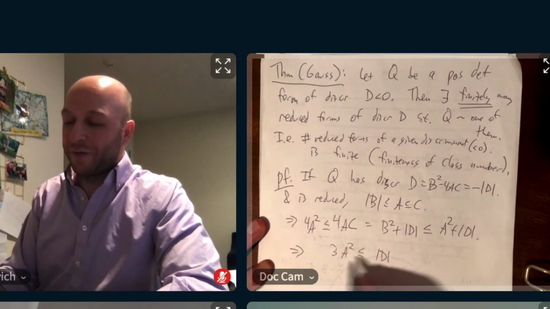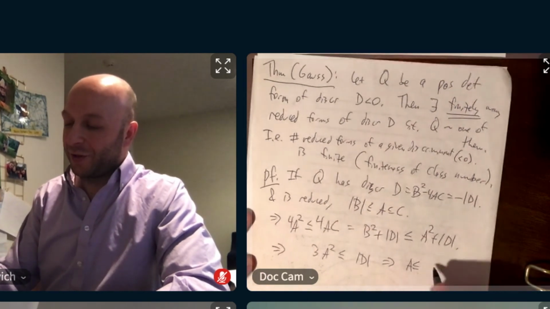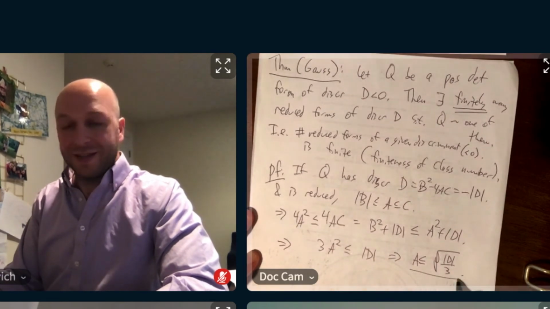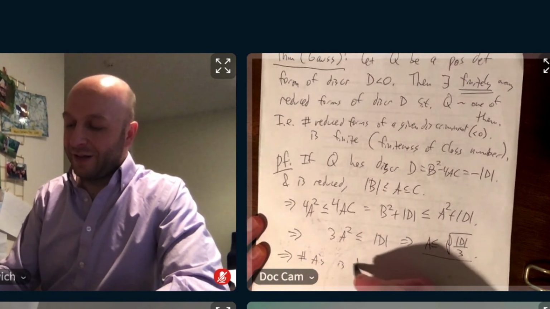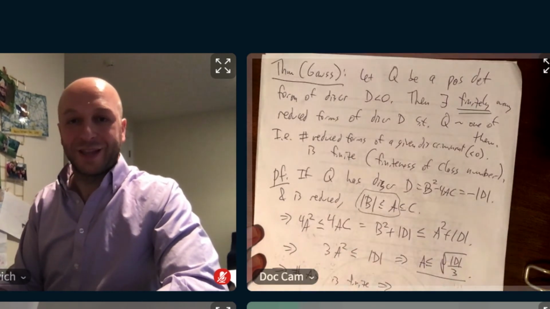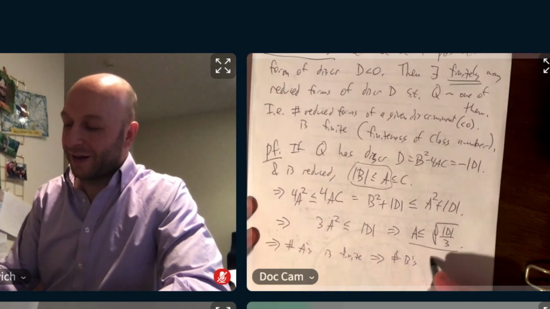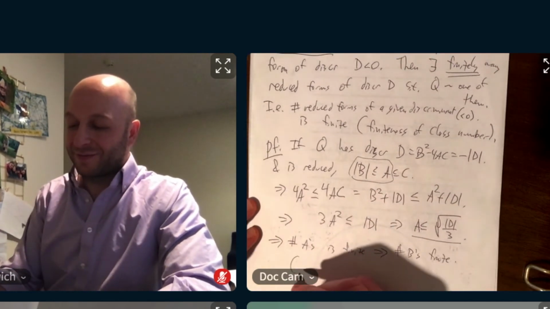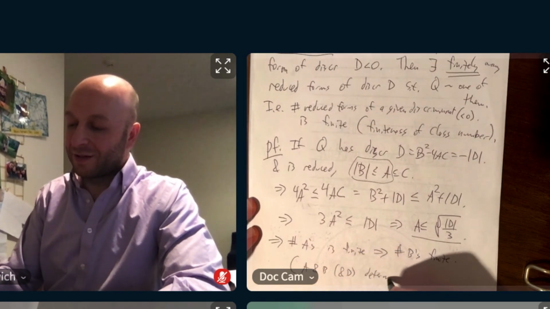So given D, there are finitely many A's. So A is at most square root, I guess, of D over 3. There are finitely many A's. Number of A's is finite. But B, once the A's are finite, the B's are bounded. Number of B's are finite. And once you have A and B and D, C is determined. A and B and D determine C.